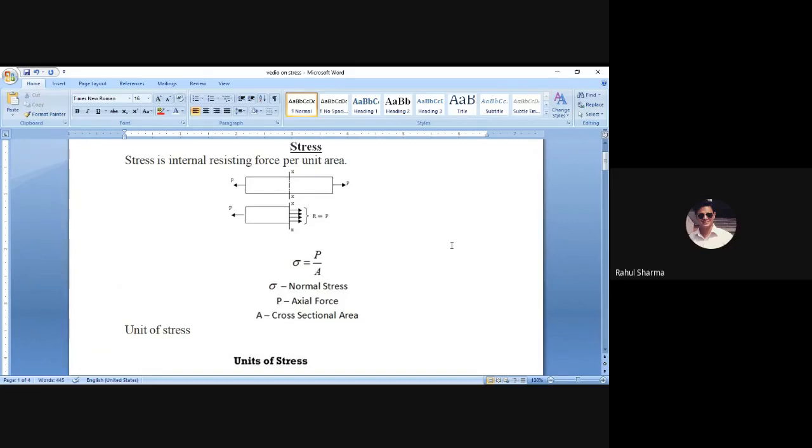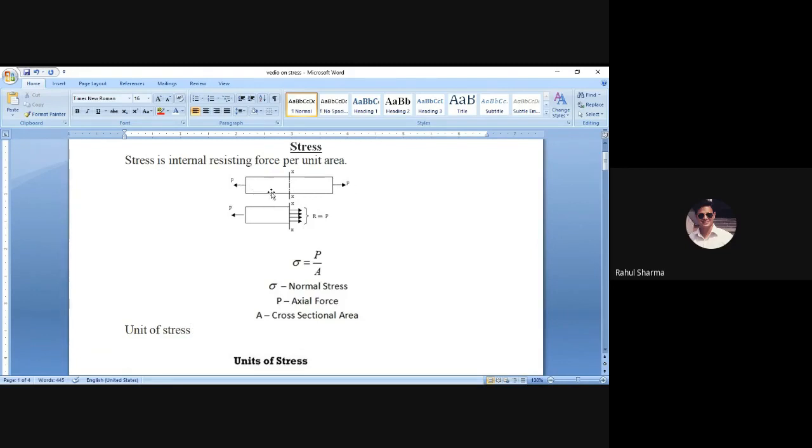Hello everyone. In this video, we will understand what is stress, what is its unit, and what are its types. So basically, stress is defined as internal resistance force per unit area. As you can see in this diagram, this is a prismatic bar over which a load P is acting in the outward direction at both sides.